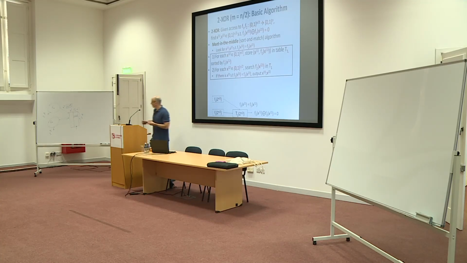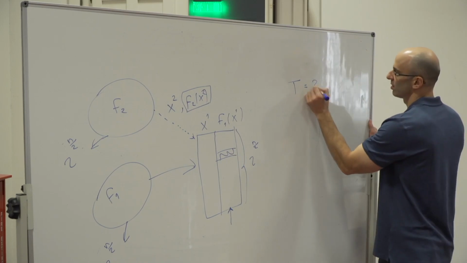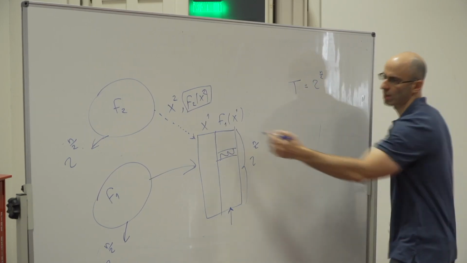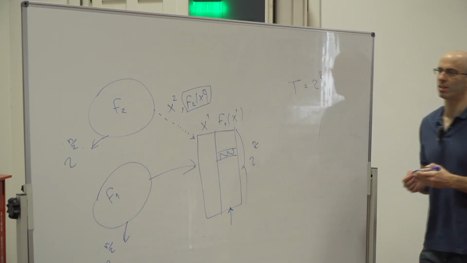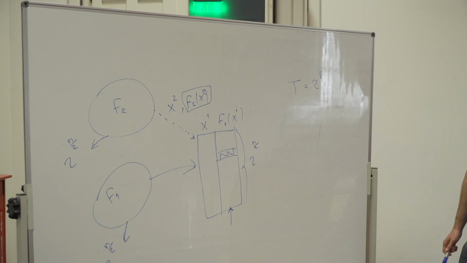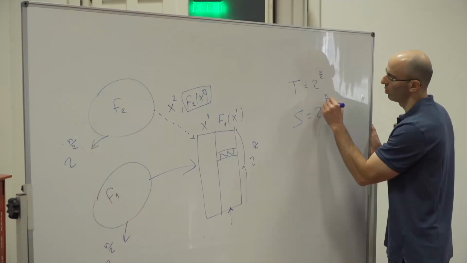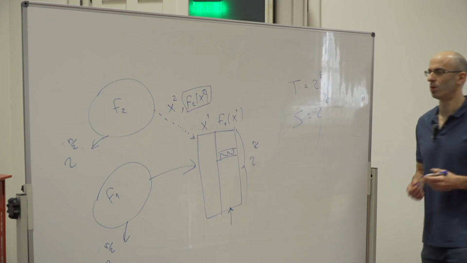Well, the time complexity of each step, like building the table, is 2 to the n over 2. And that's also the time complexity of evaluating this function and searching the table. Basically, for each input for f2, the time complexity is roughly 1. So the total time complexity is 2 to the n over 2. And what is the space complexity? Well, it's also 2 to the n over 2 because this is the size of the table that we built here.